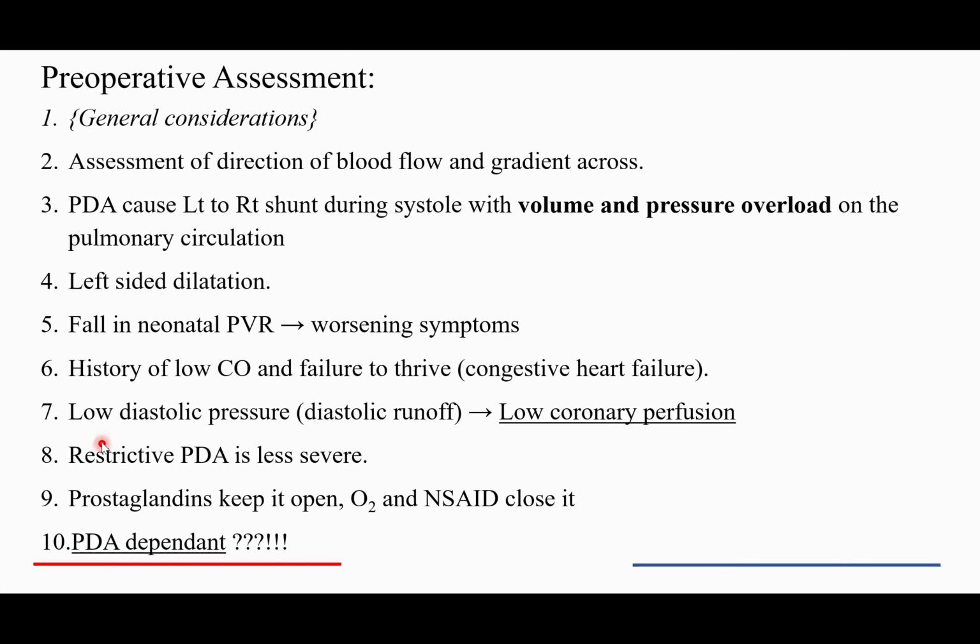There is a diastolic runoff. During diastole, blood escapes through the PDA to the pulmonary circulation with low pulmonary vascular resistance. So the diastolic pressure falls, similar to aortic regurgitation cases. With this low diastolic pressure, low coronary perfusion and ischemia may occur. Restrictive PDA is less severe.